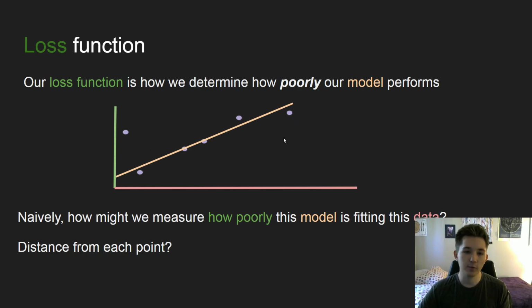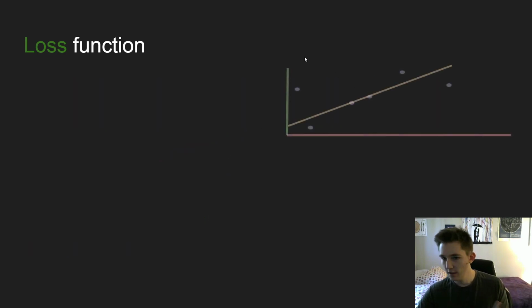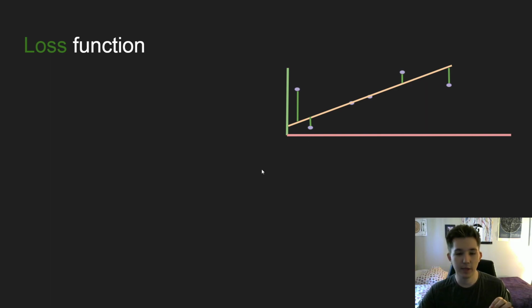You can think about for a moment why that might be a good method, why that might be a bad method, but we'll talk about it a little bit more precisely now, how we would define our loss function. So we're taking our data, just keep this data in mind, and we're taking the distance from each point, which we can show like that. Those are all the different distances that we have.